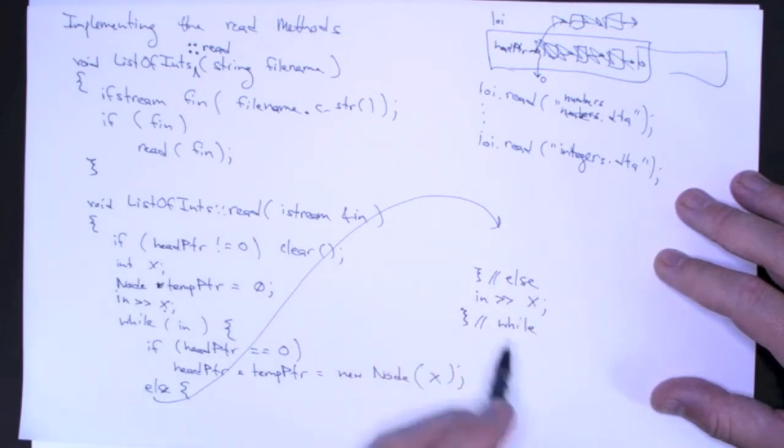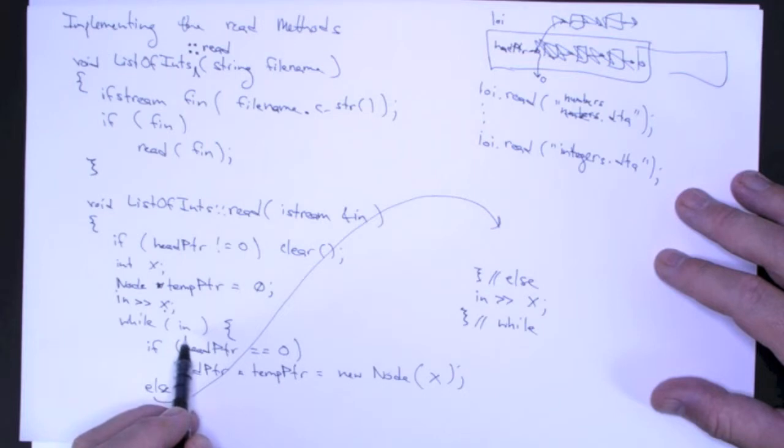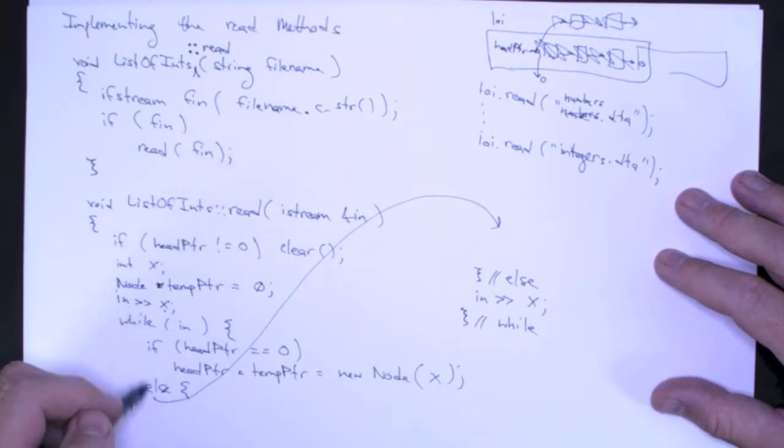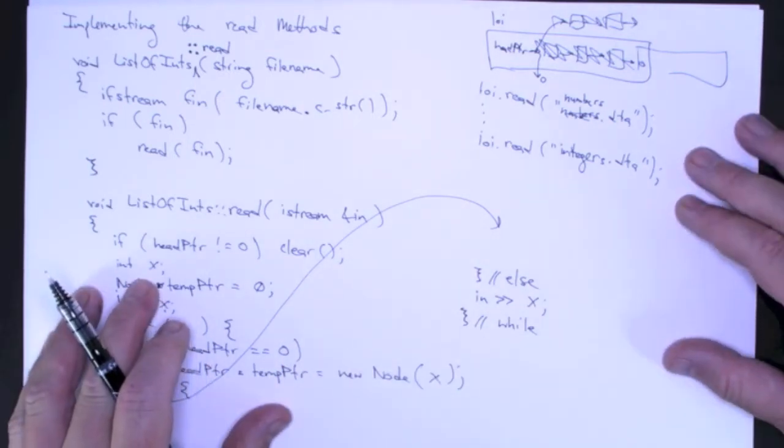Okay? Assuming there is another integer, like 10, it's now stored in x. I come back to here, n will evaluate to true, and I enter my while loop again. Well, now this is false because I have already added the first node. Head pointer points to that first node. So what I need to do is I need to add the new node onto the end of the back of the list, to the end of the list.